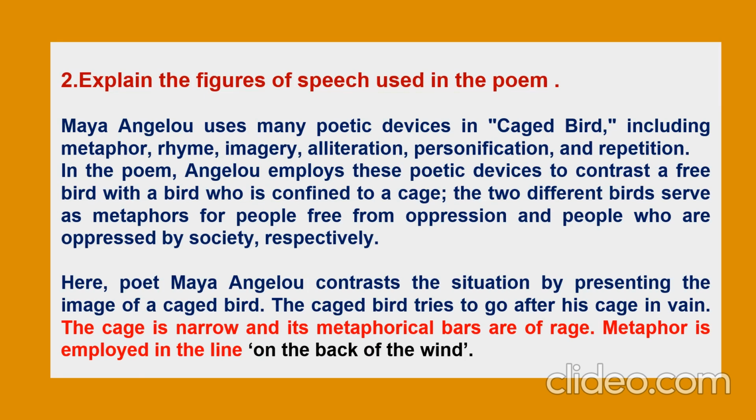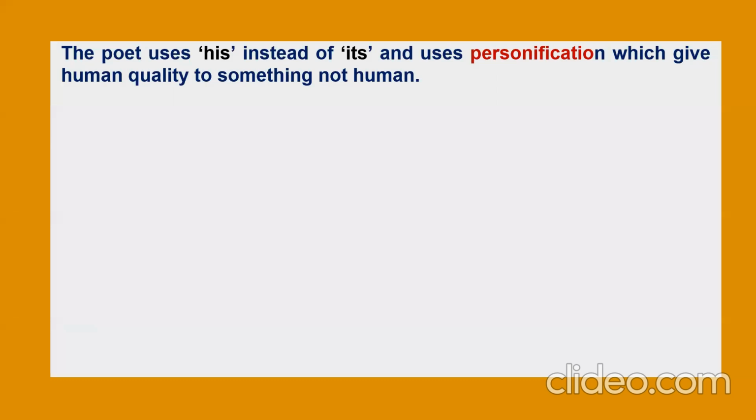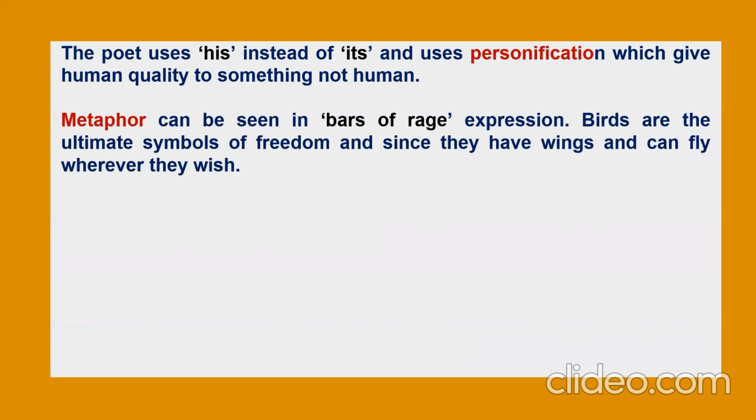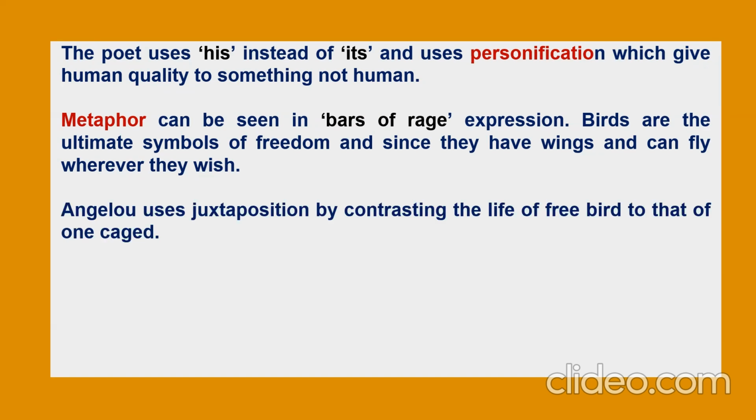The caged bird tries to go after his cage in vain. The cage is narrow, and its metaphorical bars are of rage. Metaphor is employed in the line on the back of the wind. The poet uses his instead of its. That means he is applying here personification, which gives human quality to something which is not human. Metaphor can be seen in the expression bars of rage. Birds are the ultimate symbols of freedom, and since they have wings and can fly wherever they wish, Maya Angelou uses the juxtaposition by contrasting the life of free bird to that of one caged bird.